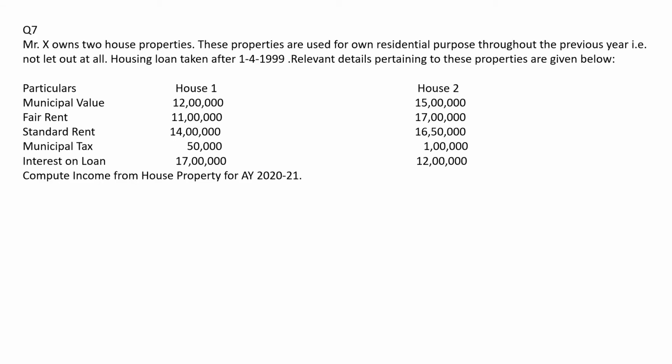See this question. It says that Mr. X owns 2 house properties, and these properties are used for residential purposes. Once you see that the 2 houses are self-occupied, that means for house 1 and house 2, the NAV will be how much? It will be nil for both houses.